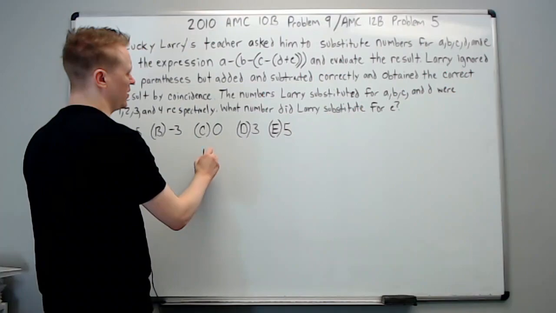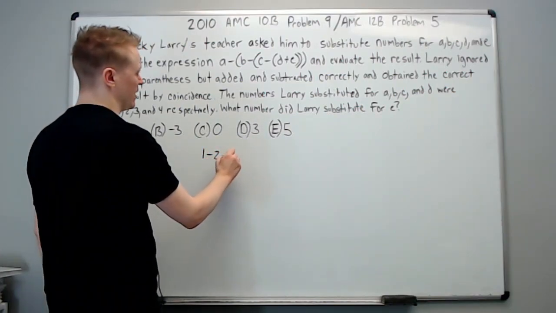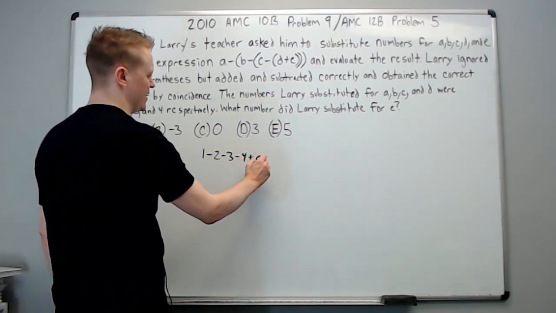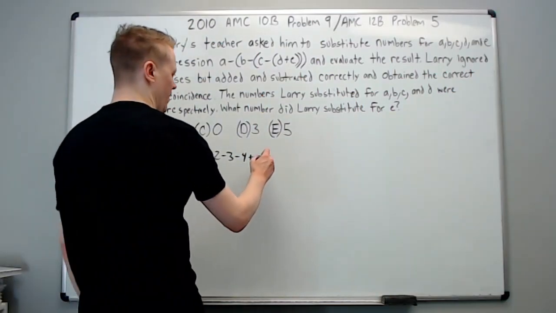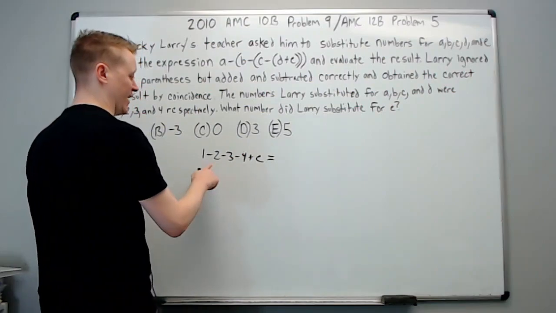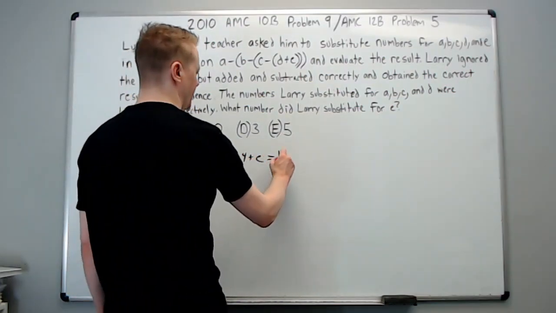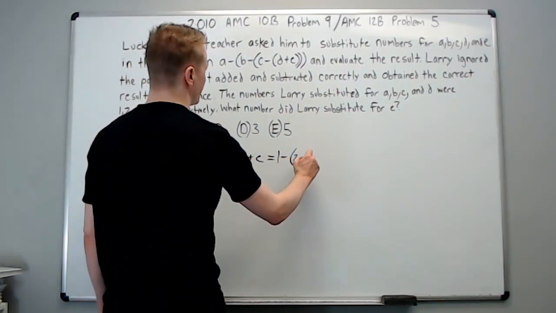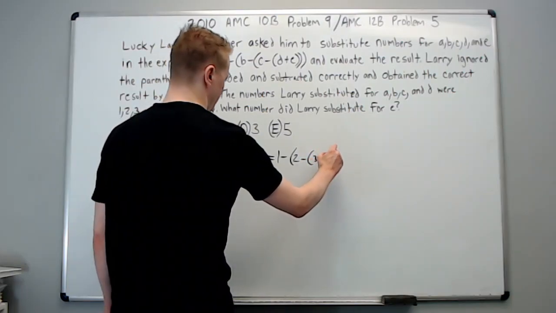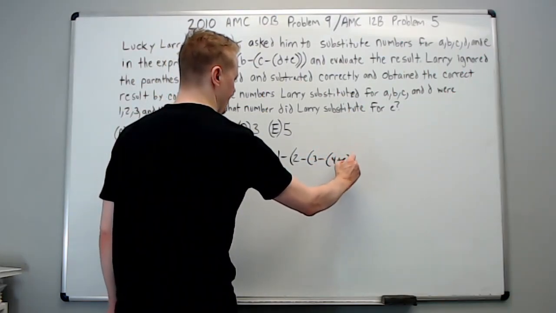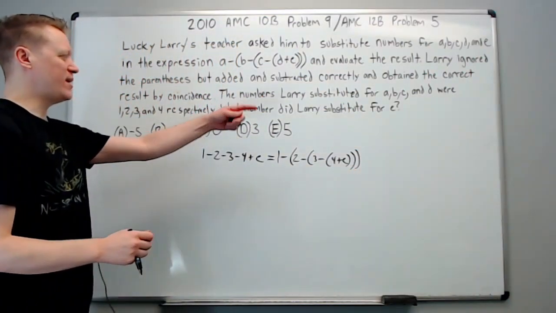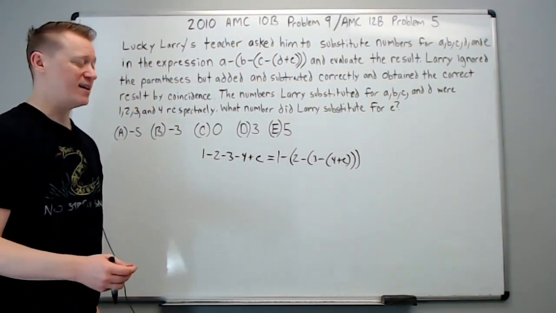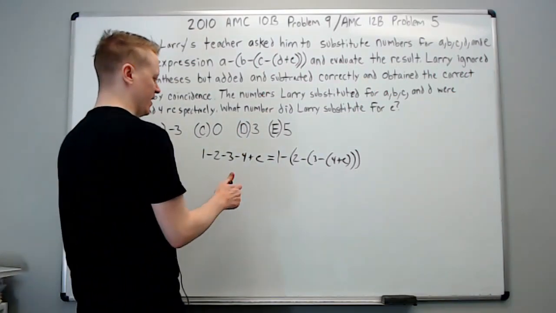He's going to do 1 minus 2 minus 3 minus 4 plus E, right? Because he doesn't have parentheses on his. The correct result should have had the same numbers substituted but been in these parentheses: 1 minus (2 minus (3 minus 4 plus E)). Like this. And we just need to figure out what number Larry substituted for E.